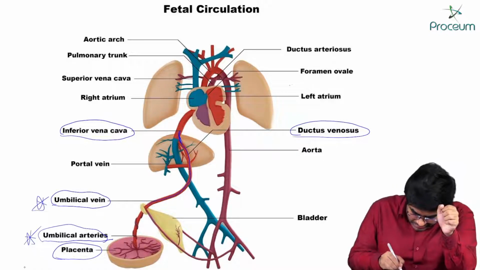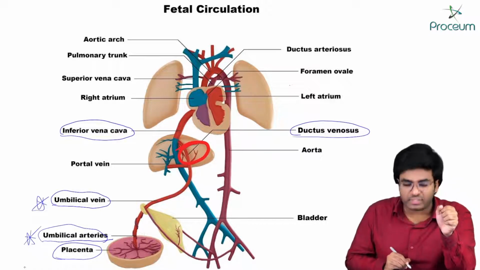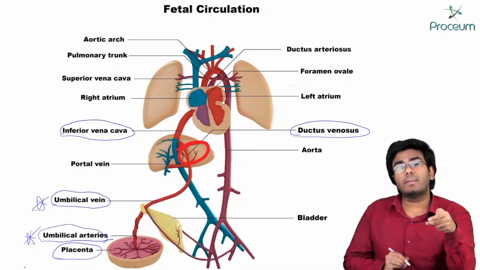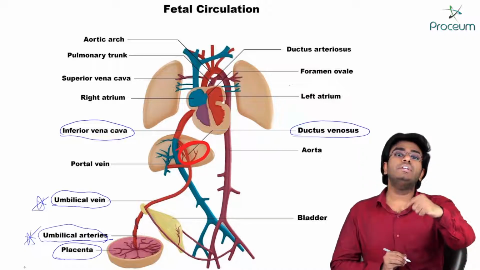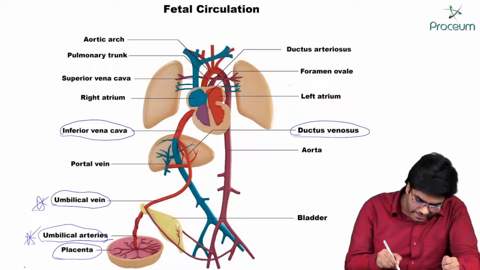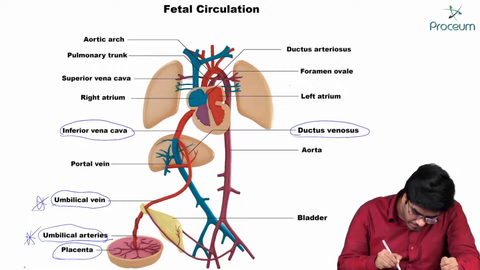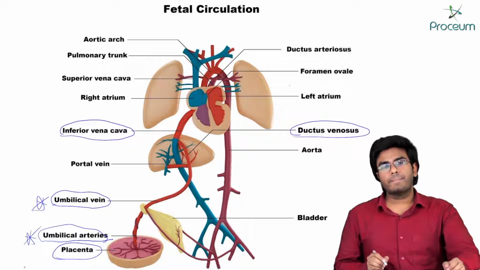I hope you can see it clearly. See, this structure is known as ductus venosus. It is shunting the oxygenated blood from the umbilical veins into the inferior vena cava. Now, where is the oxygenated blood? Now, our oxygenated blood is in the inferior vena cava. Now, this oxygenated blood is entering into the right atria.